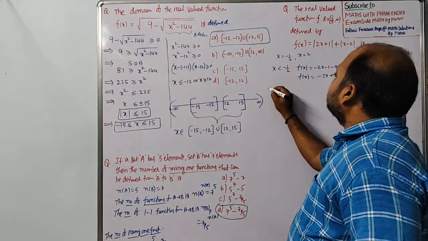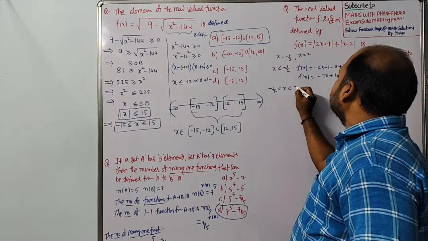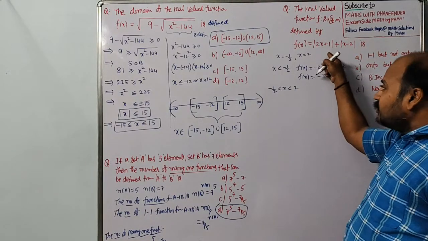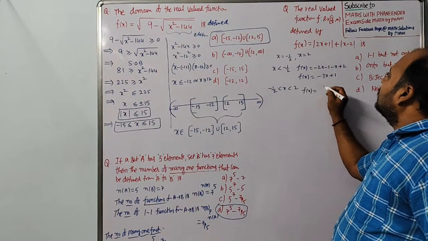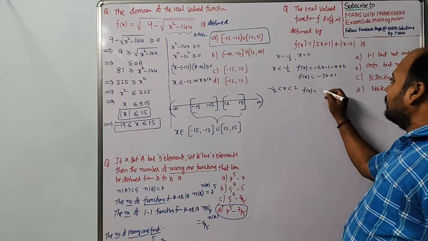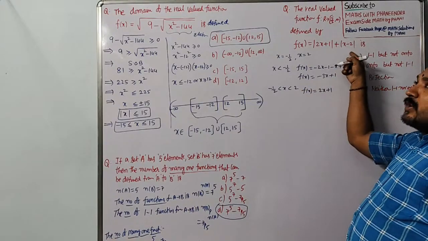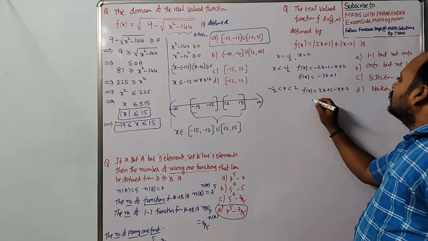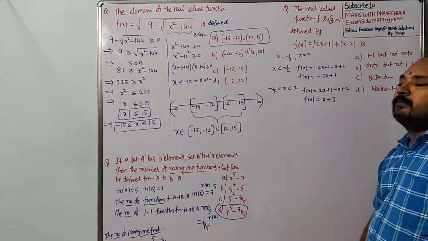Next, minus 1 by 2 is less than x is less than 2. That means x is greater than minus 1 by 2, that means this value is positive, and x is less than 2, this is negative. So that time, minus 1 by 2 is less than x means this is positive, 2x plus 1. X is less than 2 means this value we take as negative, so x minus 2 will become minus x plus 2. So f of x is equal to x plus 3 will come.